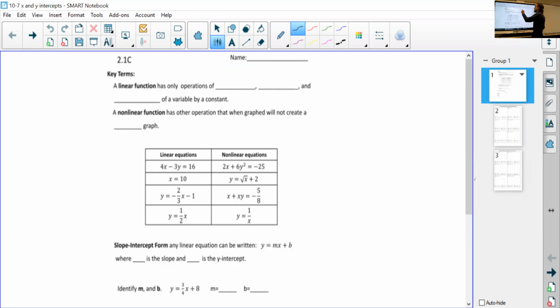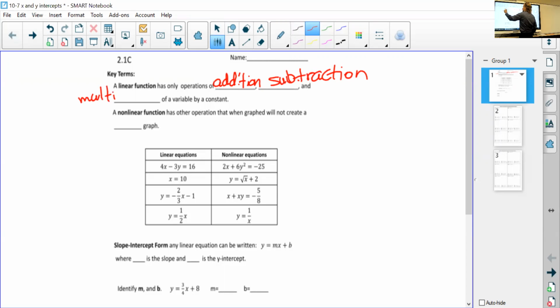So it says it can only include the operations of addition. Should have made this bigger, because I can't write this. Subtraction, can't spell right either. And multiplication. That's an I. Multiplication. Yeah, that sounds right. Of a variable by a constant. Notice how we don't include division.